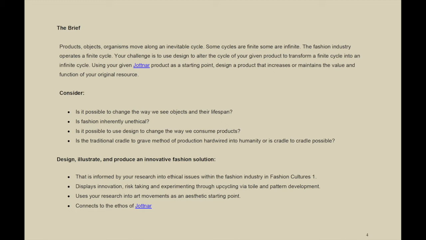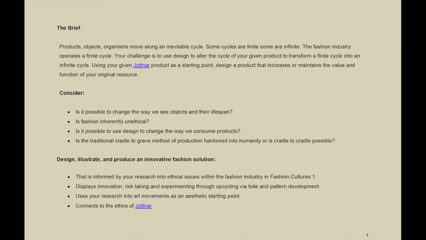Consider the following. Is it possible to change the way we see objects in their lifespan? Is fashion inherently unethical? Is it possible to use design to change the way we consume products? Is the traditional cradle-to-grave method of production hardwired into humanity, or is cradle-to-cradle possible? So looking at cradle-to-grave and looking at cradle-to-cradle, those 2 things need defining for sure out of that.